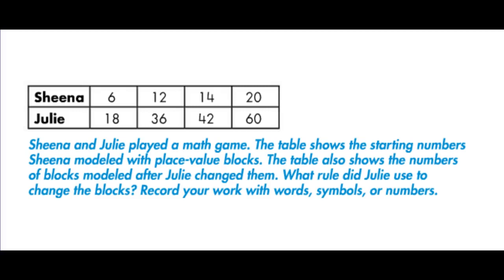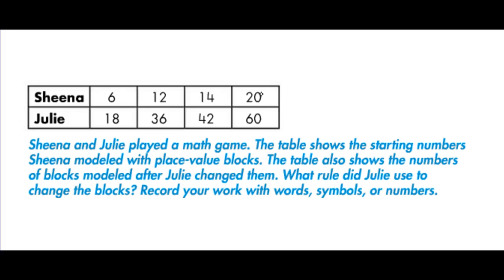Okay, looking at another example. Now we have two girls. Sheena and Julie played a math game. The table shows the starting numbers Sheena modeled with place value blocks. The table also shows the numbers blocks modeled after Julie changed them. What rule did Julie use to change the blocks? So we're going to talk about a rule here. Okay, so Sheena has 6, then Julie has 18, then Sheena has 12, changes to 36, 14 to 42, and 20 to 60. So we have to figure out the pattern so that we can make a rule.